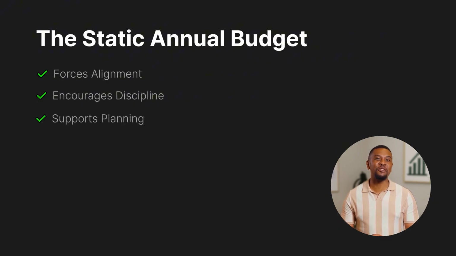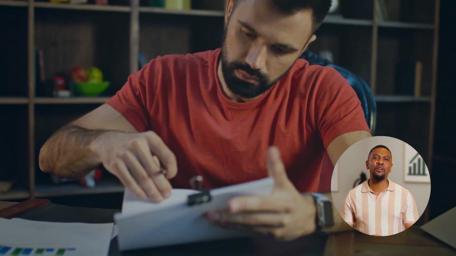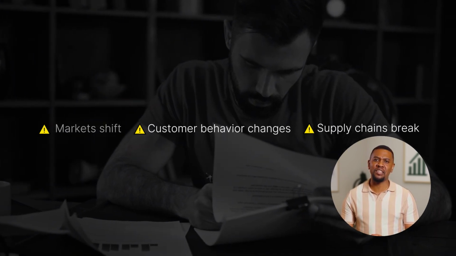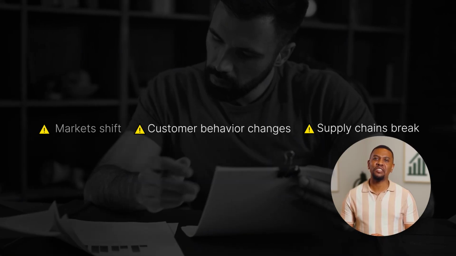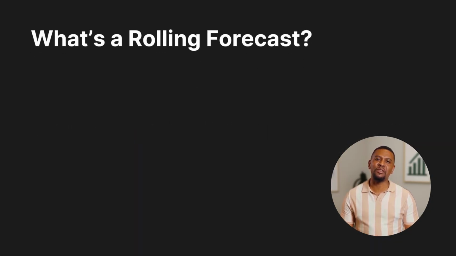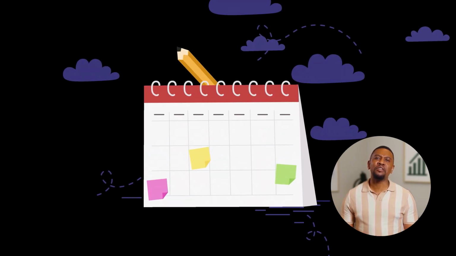But here's the problem. Static budgets often become outdated within a quarter. Markets shift, customer behavior changes, supply chains break, and now you're managing your business based on assumptions that no longer reflect your reality. A rolling forecast is a dynamic tool.